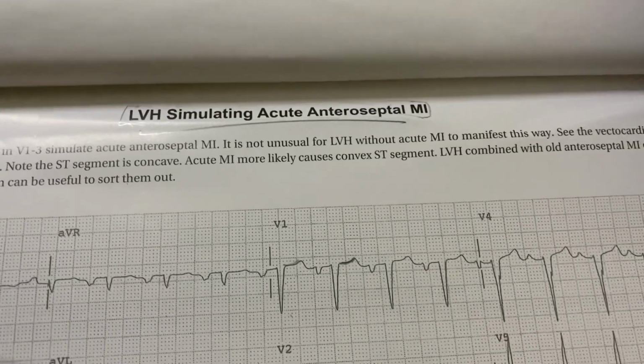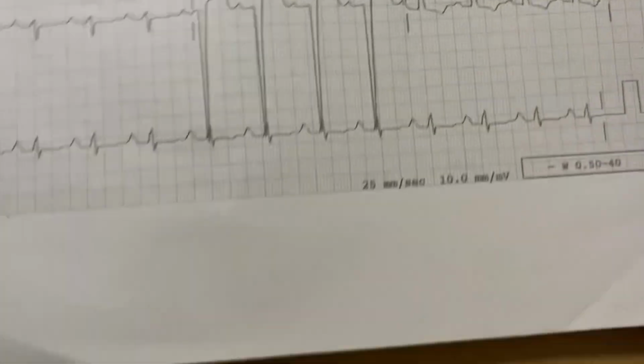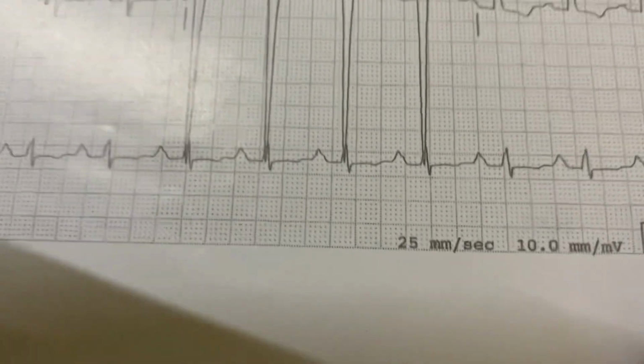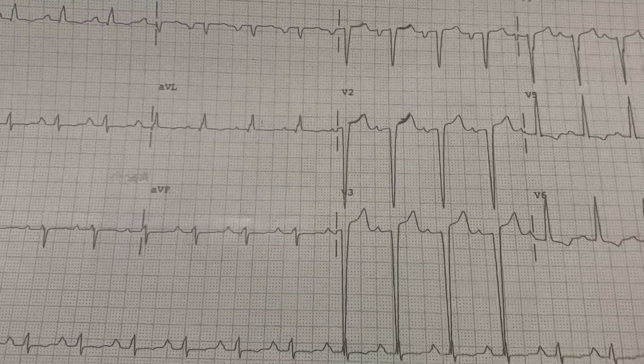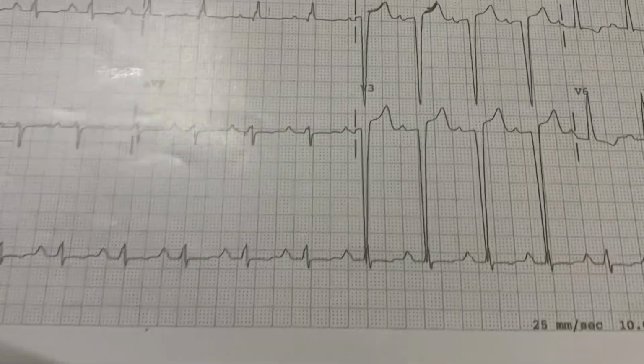This is another example. This is another example of LVH. We need to see that one of RVH. These are enlargements. We need to see for RVH. I've said this one, mimicking anterior wall MI.